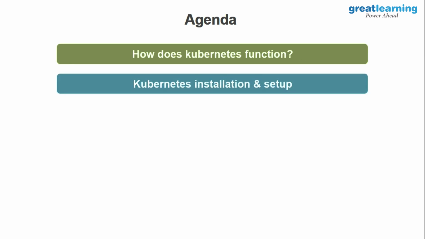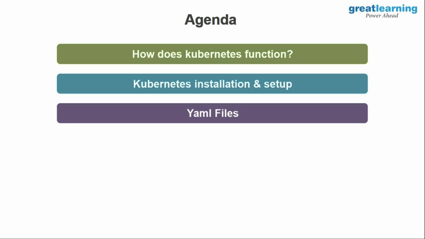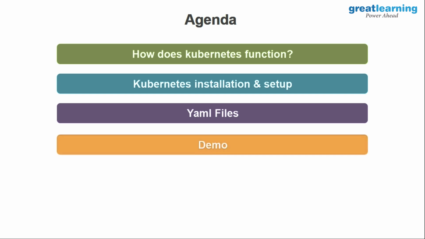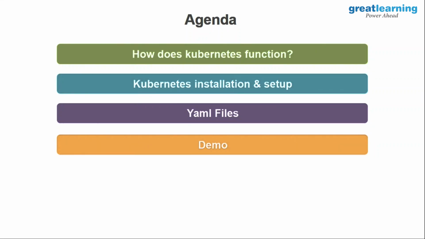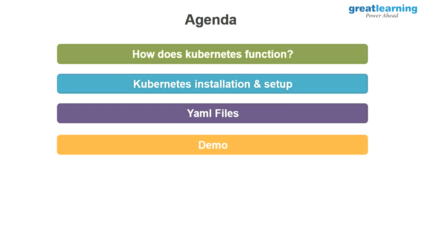We'll be learning how to install and set up Kubernetes on our own in a Linux instance, and we'll be learning what YAML files are and how they help us in configuring Kubernetes. And finally, we'll have a demo so that you get a practical understanding of what Kubernetes is and how it really helps us make software development a better process. So this was the agenda.